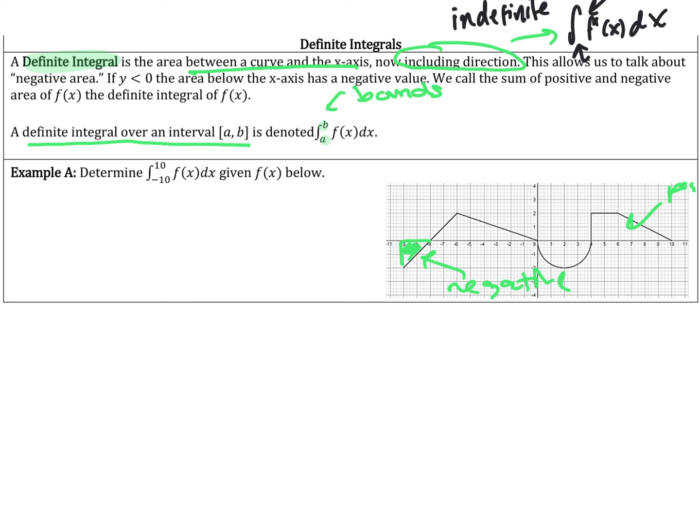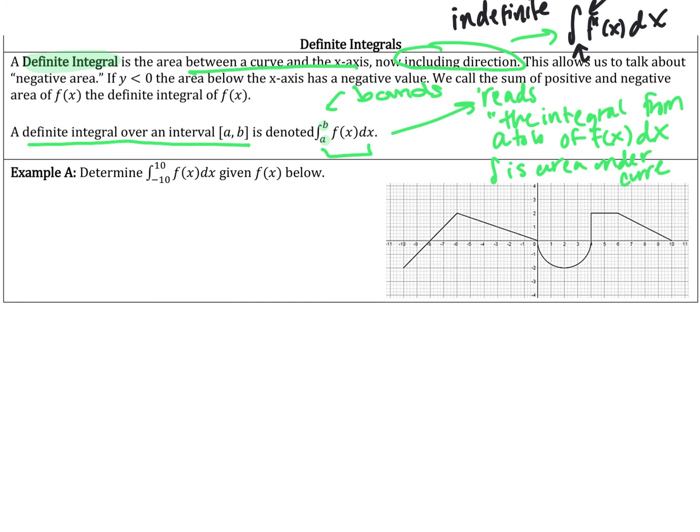And that's what makes this a definite integral as opposed to an indefinite integral, which doesn't have any numbers there. A definite integral over the interval from a to b is notated in this way. So this is saying the integral from a to b of some function f of x dx. And that integral is the area under the curve. And that last part is really important. What we are talking about is the area under the curve. That is what a definite integral represents.